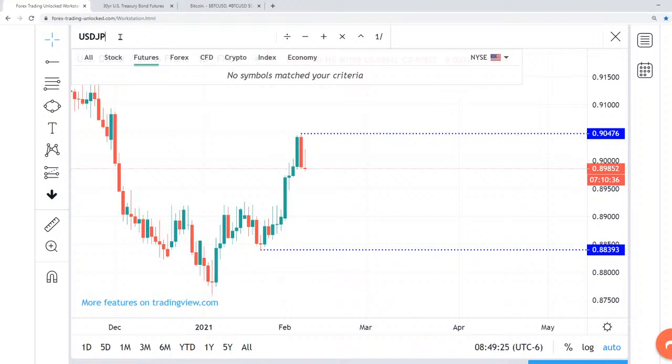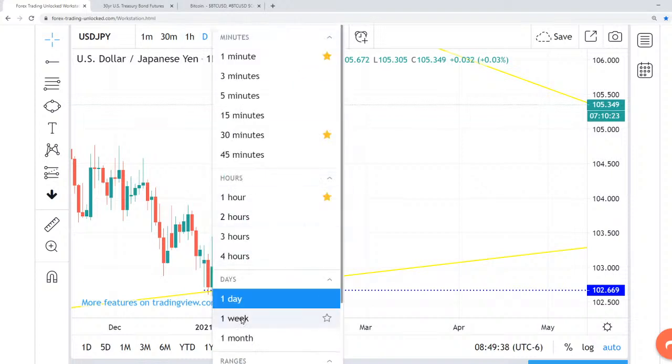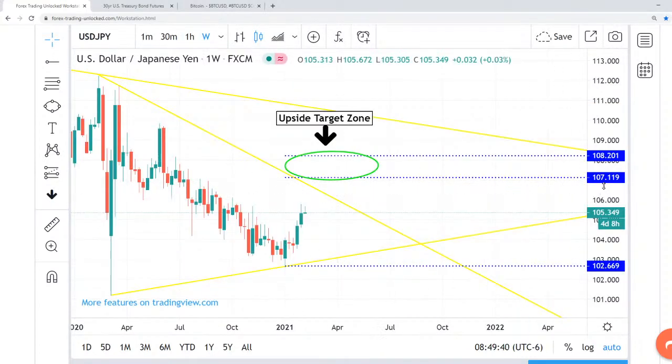Dollar JPY. All right, the Japanese yen also hit our short-term targets last week, and now is correcting off them. As you can see, the dollar's got a little strength here. We're going to take a look at the weekly chart on this one to give you some points. $107.11 up to 108.20 is our upside target range. That would take out this downward sloping resistance line that's holding the short-term trend intact.